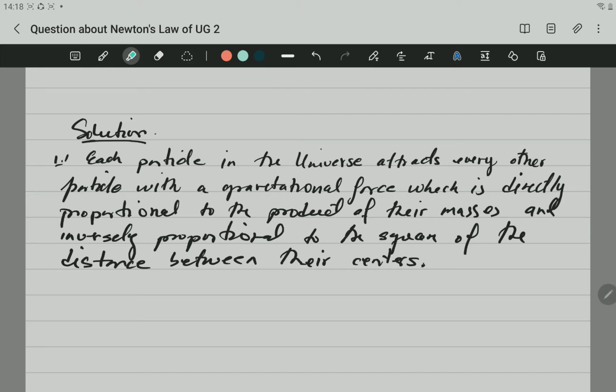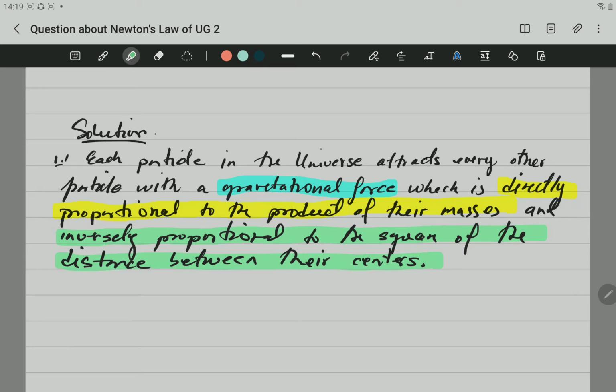The law states that each particle in the universe attracts each other with a gravitational force. This is the name of the force. In a previous video, we saw that one of the questions was the name of this specific force. So the name is gravitational force. Now this force is directly proportional to the product of their masses, right? And inversely proportional to the square of the distance between the centers. So this is the law.